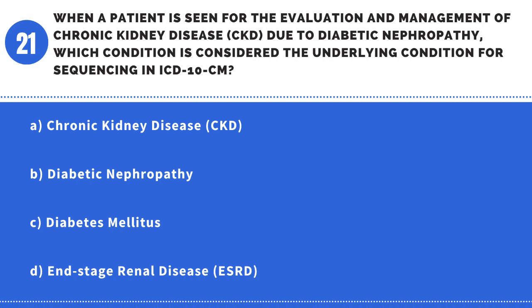Question 21. When a patient is seen for the evaluation and management of chronic kidney disease, CKD, due to diabetic nephropathy, which condition is considered the underlying condition for sequencing in ICD-10-CM? A. Chronic kidney disease, CKD. B. Diabetic nephropathy. C. Diabetes mellitus. D. End-stage renal disease, ESRD.